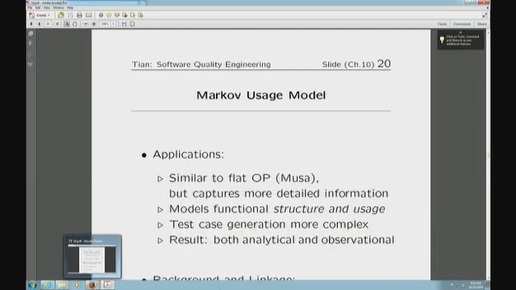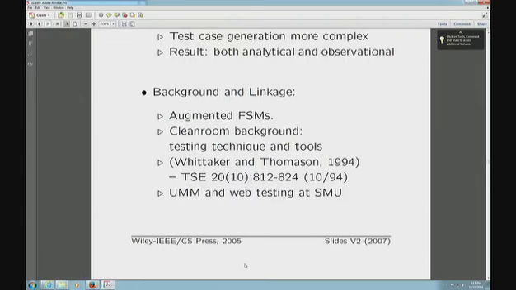And when you analyze the result, because we do have the Markov chain itself, there are lots of theoretical foundations about Markov chain analysis. So we can do some analysis as well, in addition to just observations. So there's some added power to the Markov operational profile. Actually, I need to go down a little bit.